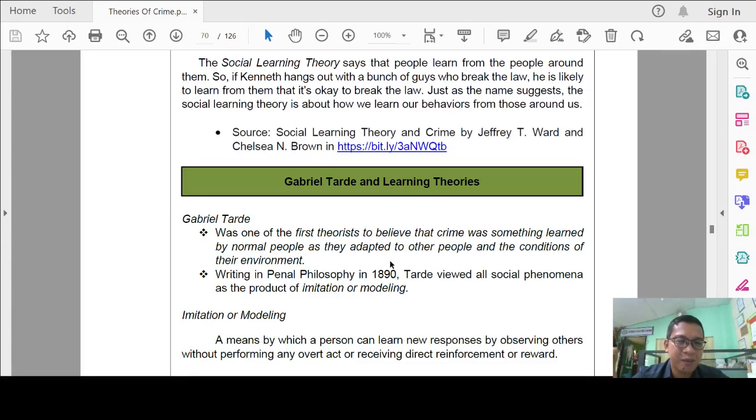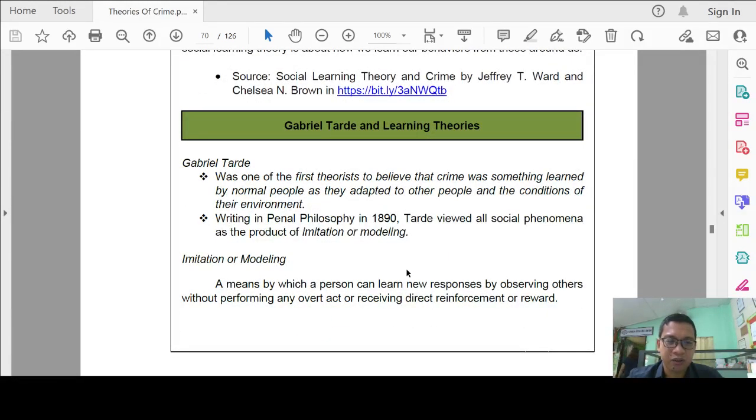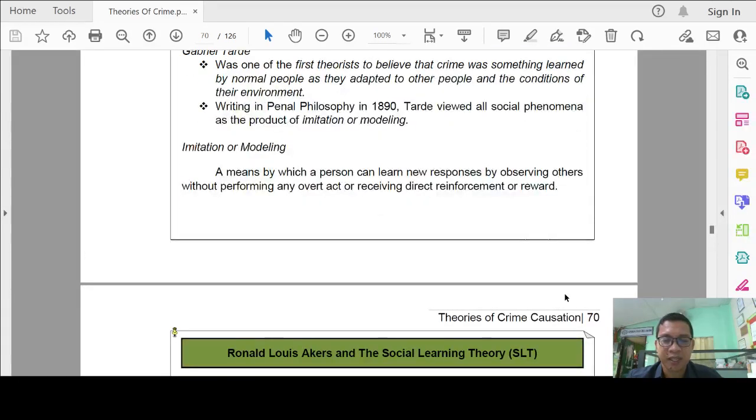Okay, so the same with that, no? A good example is kanang sapatusan pa dos Pagadian. Lately daghan na kayo ang sapatusan, but before that usa ray nagsapatusan diya. The same with that, no? By imitation and modeling, if we see that there is a benefit of the business, we model, we imitate that. Okay, so modeling or imitation, this is a means by which a person can learn new responses by observing others without performing any overt act or receiving direct reinforcement or rewards.